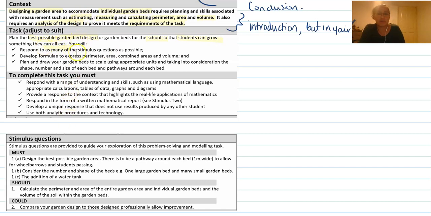You're going to try and use your stimulus, that should be that one, not many. You're going to use as much of the resources available to you, develop some formulas for perimeter, area and volume of those shapes, and then plan and draw your garden design with the garden beds using appropriate units. So taking into consideration the size of the bed and the pathways in the area. So there are the things that you should be doing in response to making sure that it is a mathematical assignment. And what we're going to look at is the stimulus question that's down here.